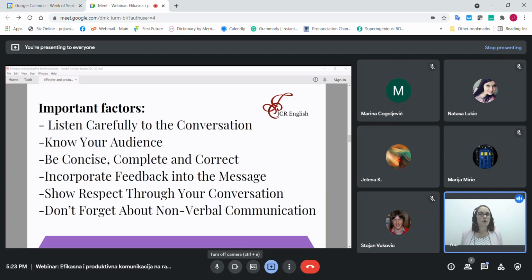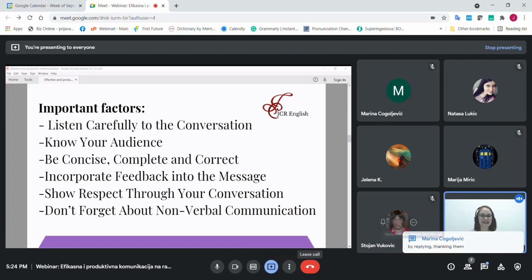So let's say that your boss sent you an email. How do you show respect? It doesn't have to be a boss. It can be a client or a customer or a colleague or a student. Well, you show respect by answering the email in due time. Marina says by replying, thanking them, exactly. Reply in some kind of a normal time span.